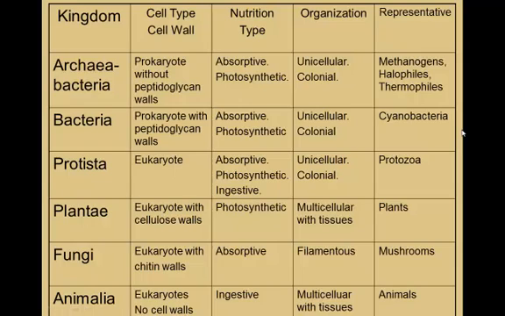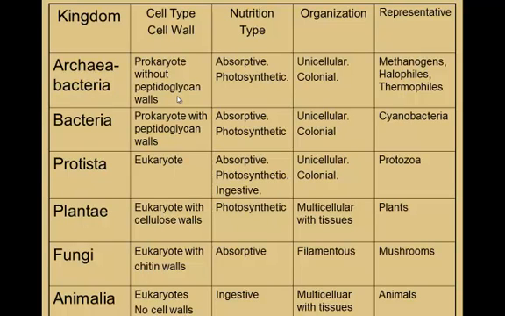Here is a table that gives us some of the attributes of those 6 kingdoms of life. Let's go through this. We'll start here in the upper left with Archaebacteria, the kingdom Archaebacteria. This is in domain Archaea. And these are composed of prokaryotic cells that lack peptidoglycan. Peptidoglycan is a complex carbohydrate polymer.